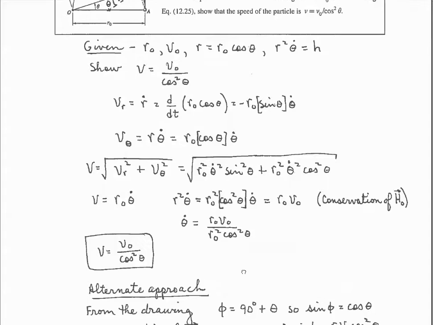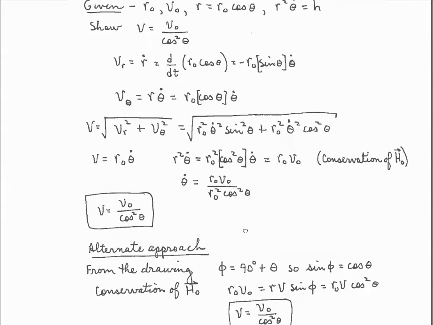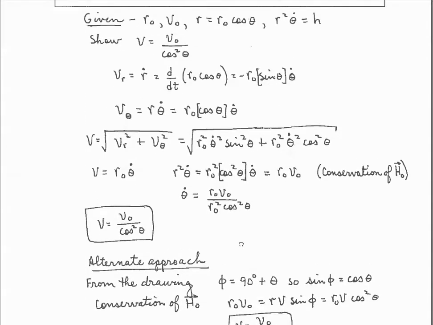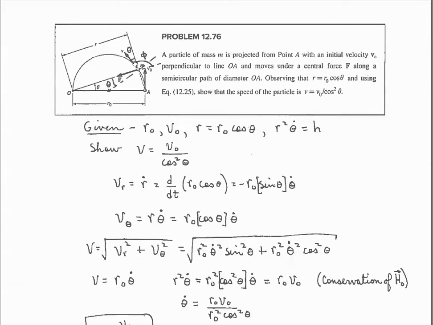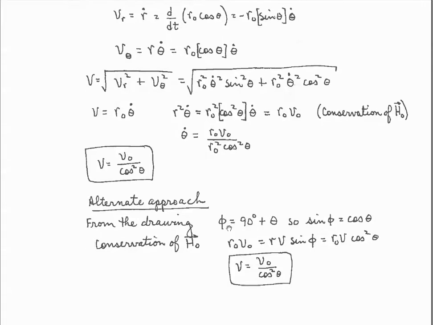Now, an alternate approach is looking at the drawing we were talking about earlier. The angle phi is 90 degrees plus theta. So that implies that sine of phi is equal to cosine theta. From conservation of angular momentum, r naught v naught equals r v sine phi, and r is r naught cosine theta, so we have r naught cosine squared theta times v. When we solve for v, we're left with v naught over cosine squared theta.